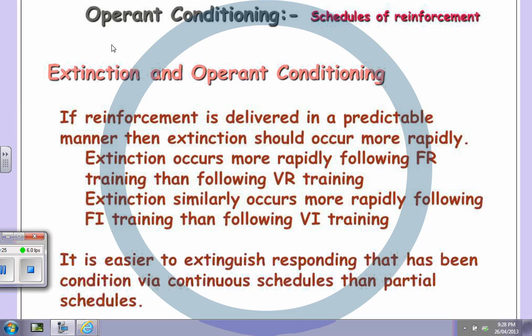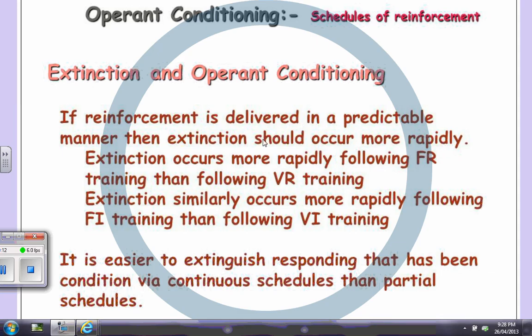Remember what we have discussed for the extinction in the classical conditioning? When the stimulus and the response are not paired for some time, we lose the connection. Okay? And that's extinction in classical conditioning, stimulus extinction. In operant conditioning, there is extinction, but it has to be connected with a reward. So, if the reinforcement is delivered in a predictable manner, extinction will occur more rapidly.